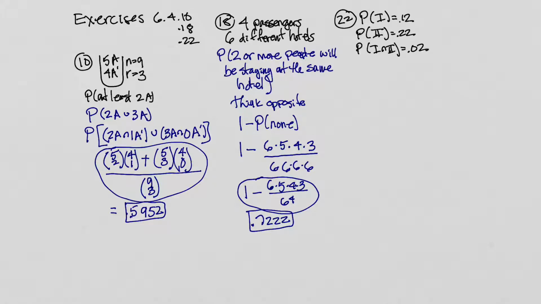Problem number 22 tells us that in a certain manufacturing process, the probability of a type 1 error is 0.12. That means in this process, 12% of the time we're going to get a type 1 error. Type 2 error is 0.22. And the probability of both of them occurring is 0.02. And what we're looking for here is the probability of neither.